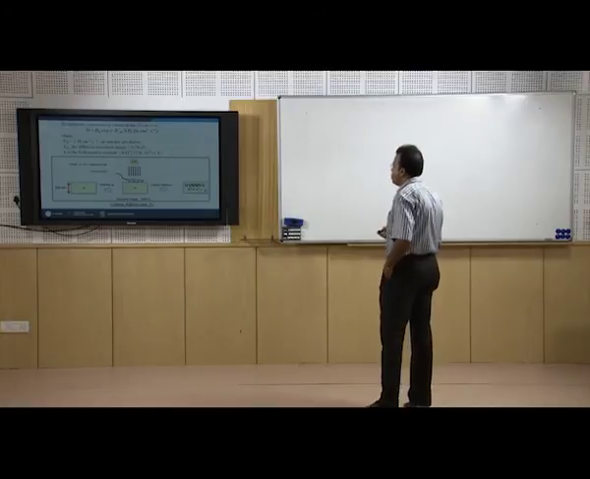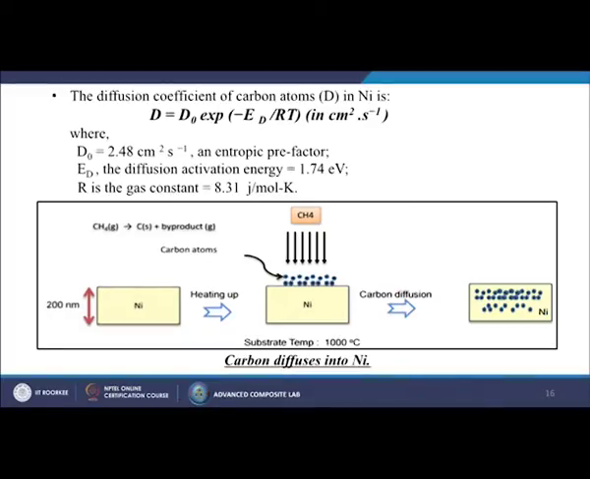The diffusion coefficient of carbon atoms in nickel is D equal to D0 exponential of minus ED by kT, in centimeter square per second, where D0 is 2.4248 centimeter square per second, an entropic prefactor. ED is the diffusion activation energy, that is 1.74 electron volt. R is the gas constant, equal to 8.31 joule per mole Kelvin. By knowing this we can easily calculate the diffusion coefficient of the carbon atoms.